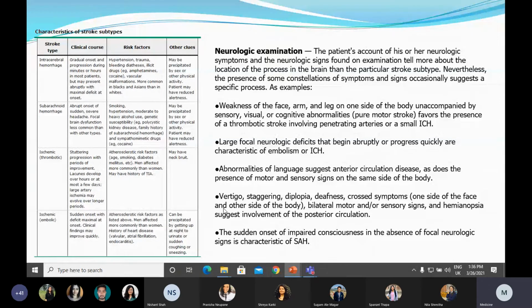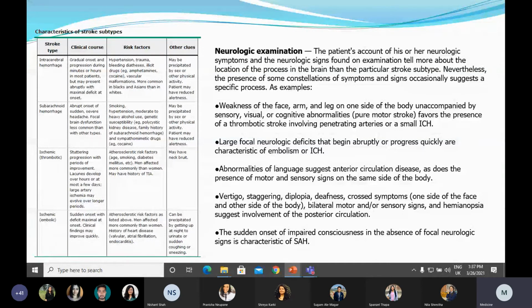That may suggest that the patient may have posterior circulation involving the brainstem. If the patient has sudden onset of severe headache, vomiting, and may have impaired consciousness, but may not have focal neurological signs, then that may be a case of subarachnoid hemorrhage. So the history may also suggest whether this is an intracranial hemorrhage or an ischemic stroke or subarachnoid hemorrhage.